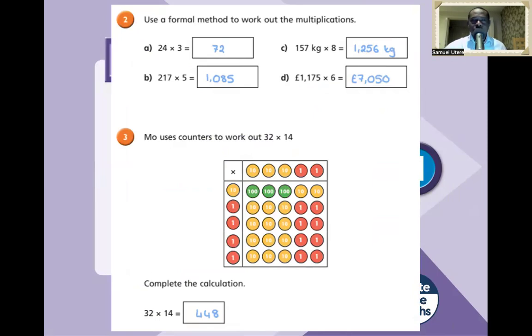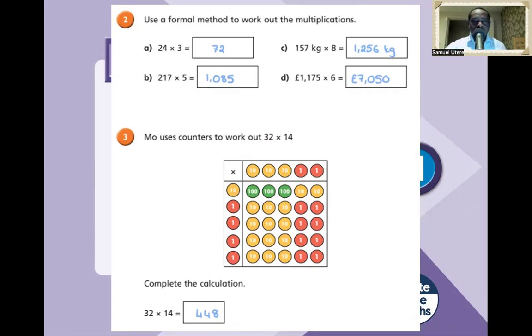So use a formal method to work out the multiplications. Then you can choose which one you prefer to work out these multiplications. So refer to our first examples and really choose a method that works for you and stick to it. Some people like the grid method, some people like the column method of multiplication.